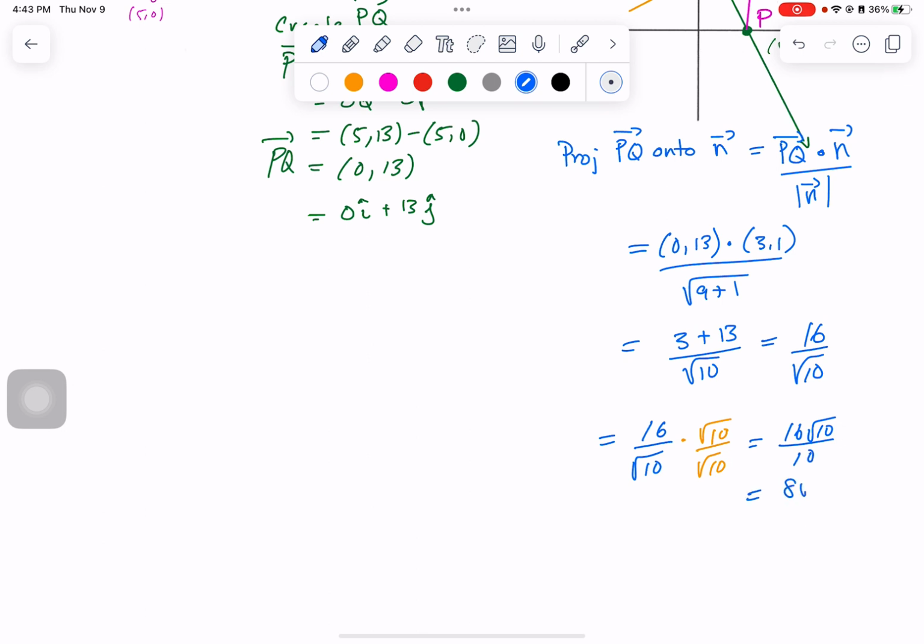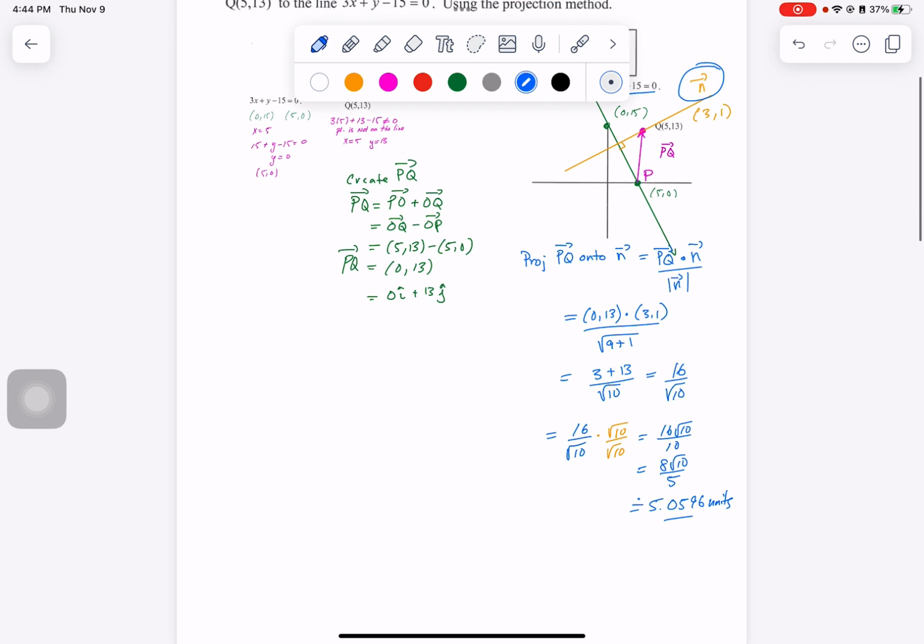So it's going to be 8 root 10 over 5. And it's also going to be 8 times 10 square rooted divided by 5. It's going to be approximately 5.0596 units. And you could go as far as you wanted with that. But that's what we did. That's how I find the shortest distance from a point to a line.